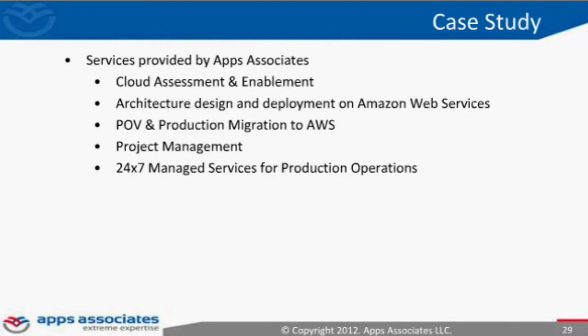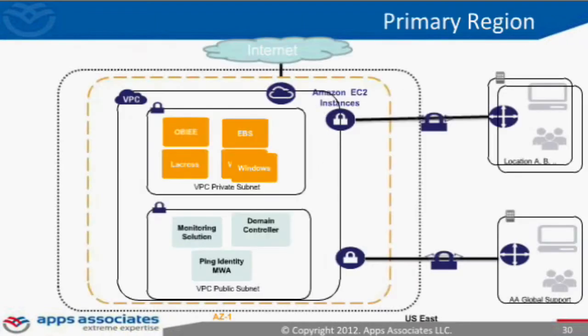This diagram depicts what this customer's AWS region looks like. What you see on the top is a private subnet where all of the business applications are running, as you can see, OBIEE, EBS, Lacrosse, and various Windows applications.